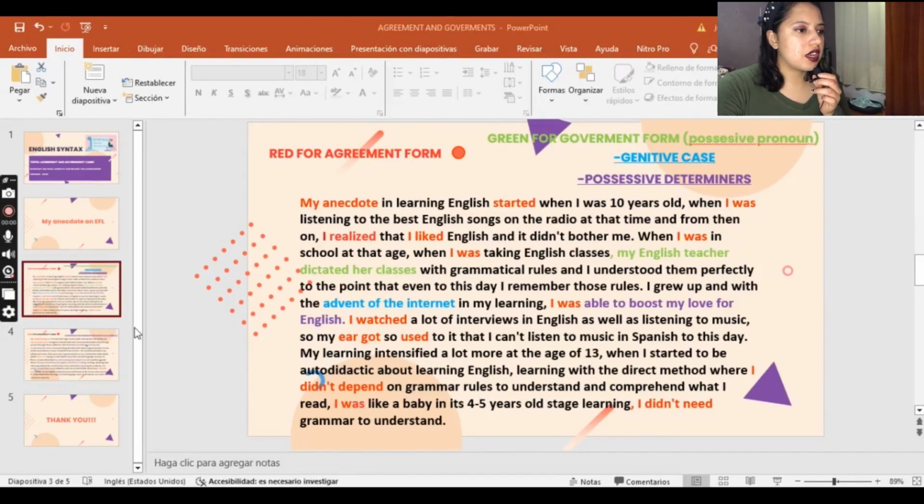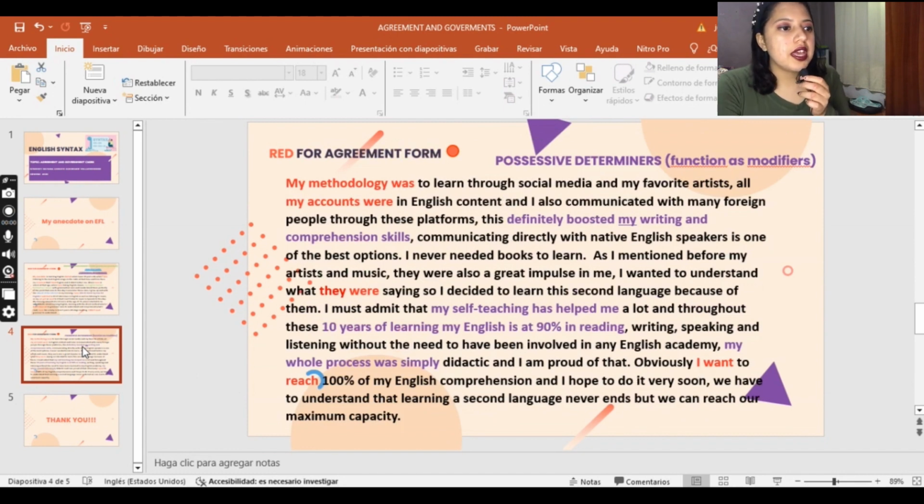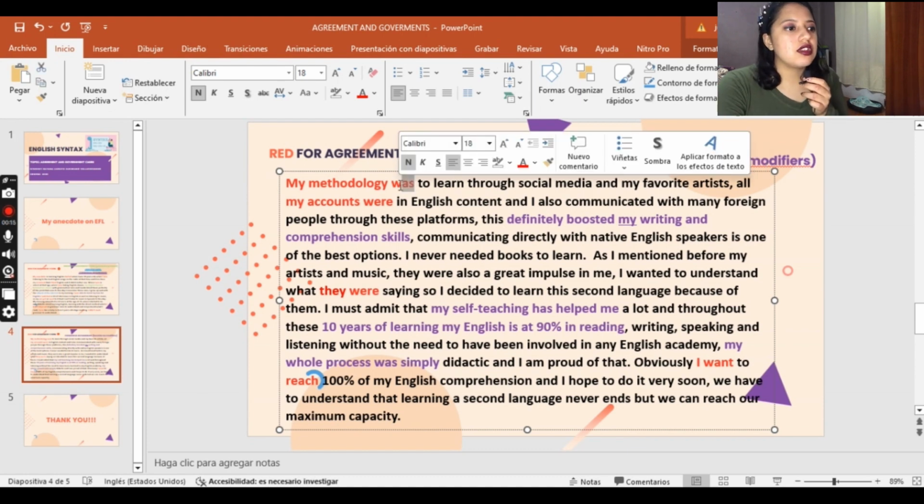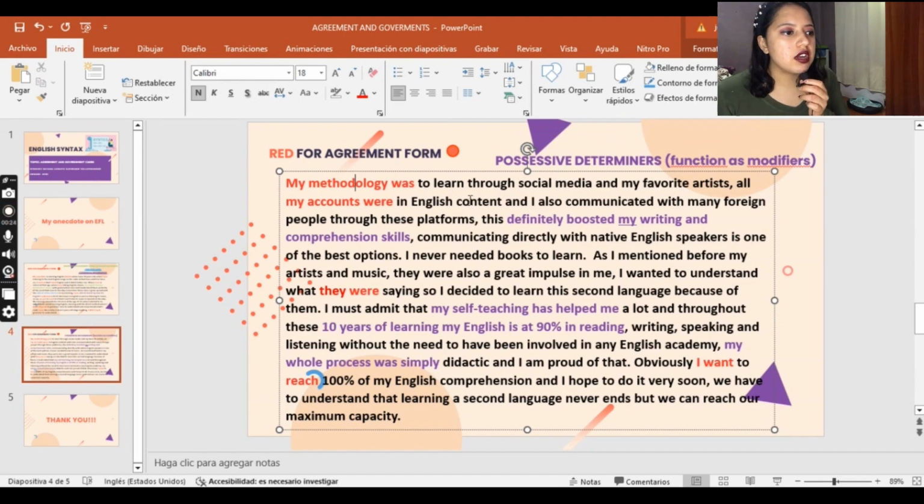I read the first part of my story, so I'm going on with the second part. And in this part, red is for agreement form and purple is for possessive determiners that function as modifiers. My methodology was, red for agreement form because my methodology is singular, so it has to be with a verb in a singular form but in the past. So this is correct. To learn through social media and my favorite artists.